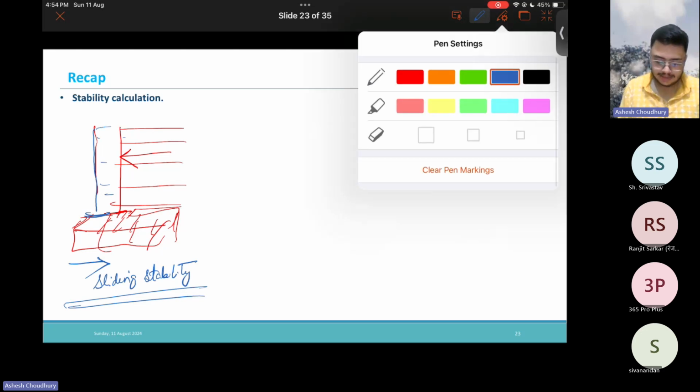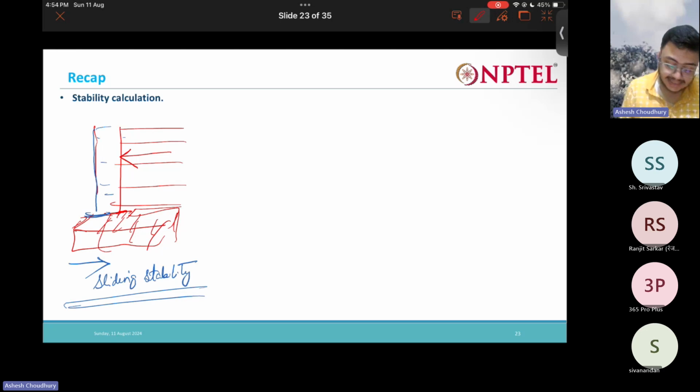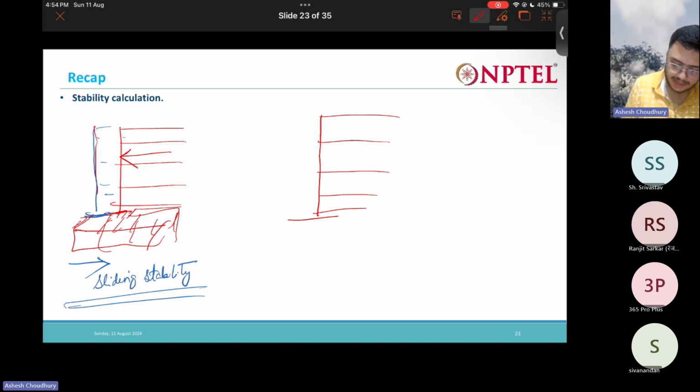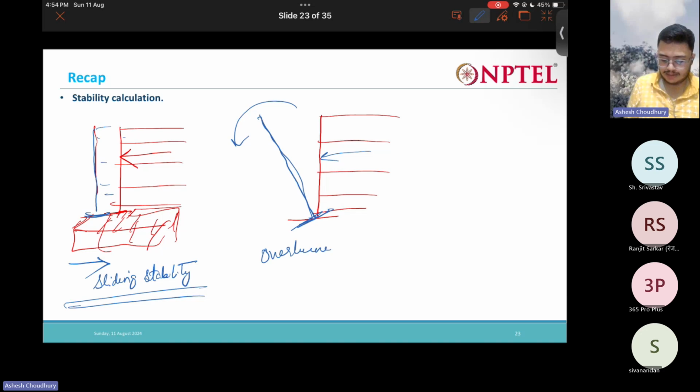Next is overturning. Again we have a retaining wall like this. There is a tendency that the horizontal load acting there might lead to overturning of the structure due to moments. So this is the second one, the overturning stability. Now third is the bearing capacity. That means what?